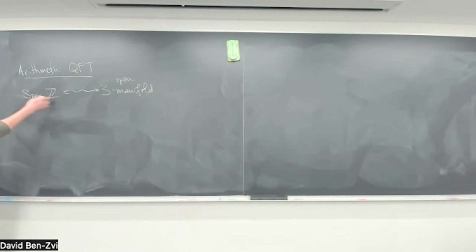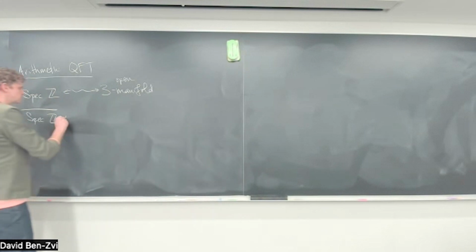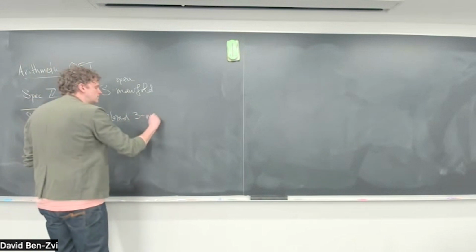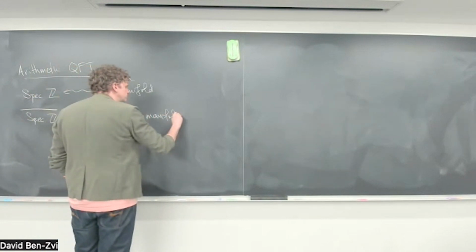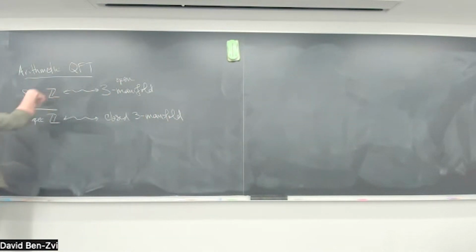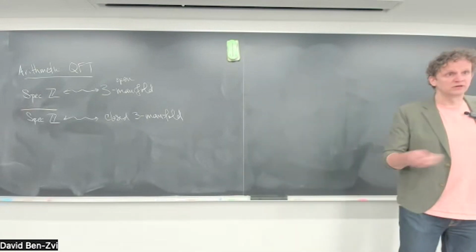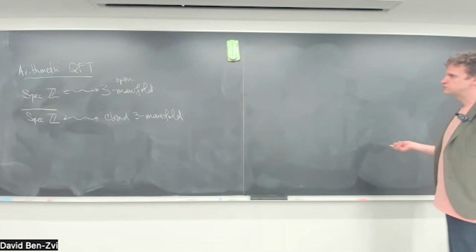That point missing corresponds to the Archimedean place. When we add that in, we get something, and that something is supposed to be thought of as now a closed 3-manifold. This is just what you get by adding the Archimedean place. So the picture here is certainly different from the one that I learned in my first algebraic geometry class.